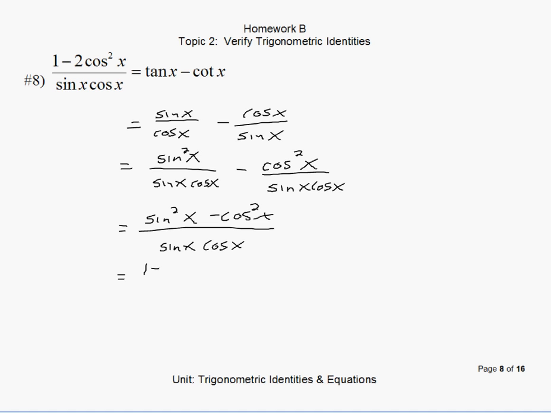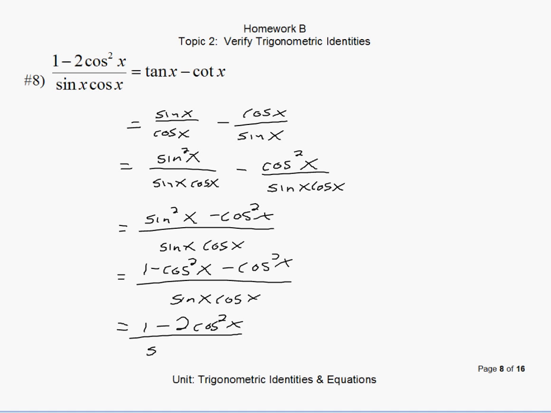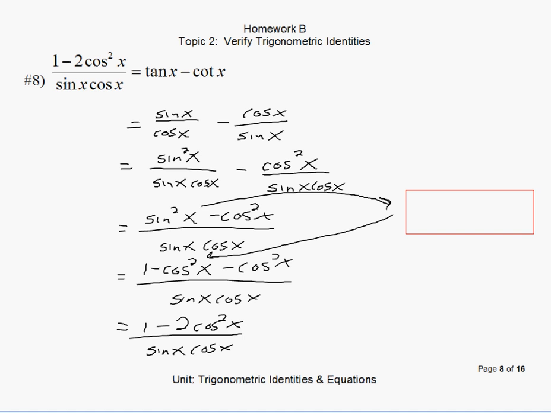If I use the Pythagorean identity, I can change sine squared of x to 1 minus cosine squared of x. If you combine like terms, you're subtracting cosine squared of x twice. That means 1 minus 2 cosine squared of x. Left and right sides are the same. Once again, how does that equal that? Pythagorean identity, getting sine squared by itself. That's how they equal each other.